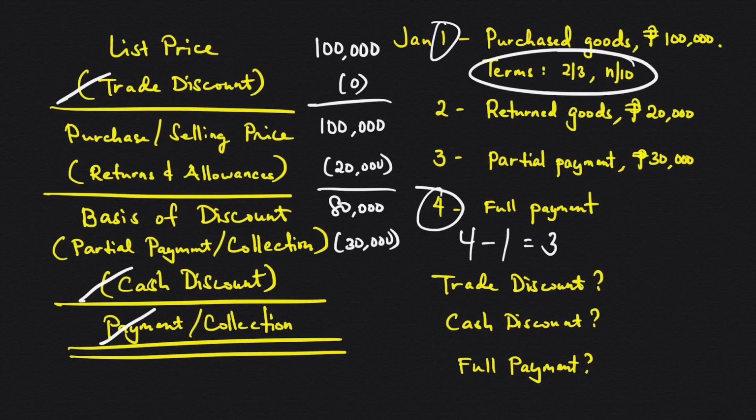To compute, 2% times the basis of discount, which is 80,000. Again, your basis of discount would be the amount after the returns and allowances, and not the amount after both returns and allowances and partial payment or collection. So the answer here is 1,600, giving you the answer of 48,400. So that's how you do the computations.